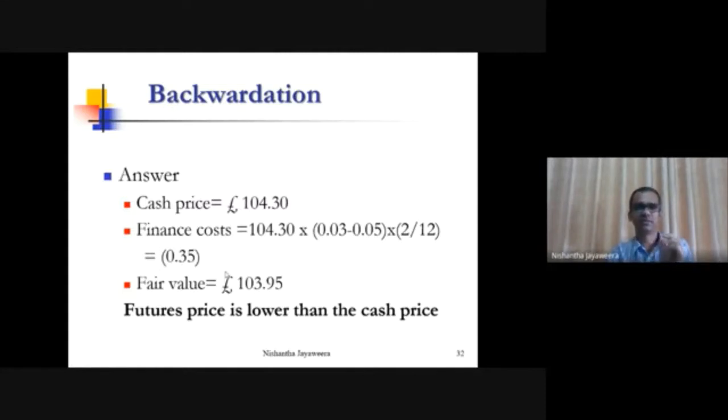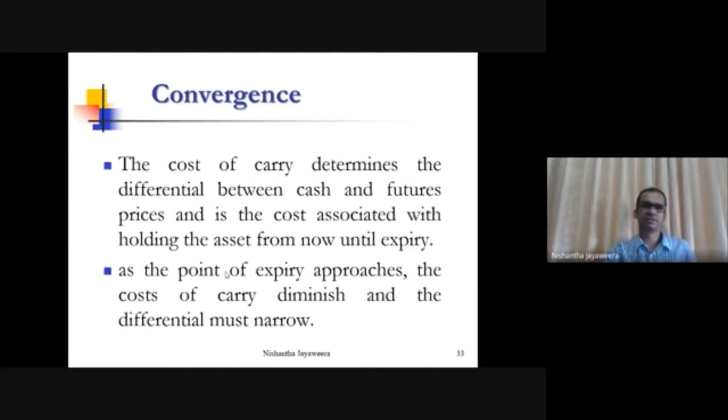So ultimately, on the expiry date, what would happen to the futures price? Equal to 40. It will be equal to the spot price. That is the concept called convergence. From the beginning until maturity, there will be a deviation between the spot and futures price. But when it gets closer to expiry, the futures price converges towards the spot price. That is the concept here, convergence.